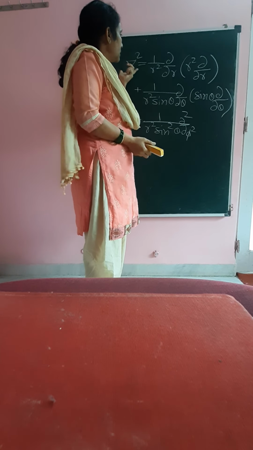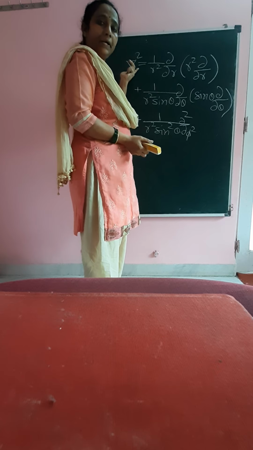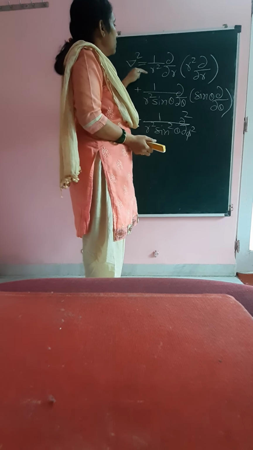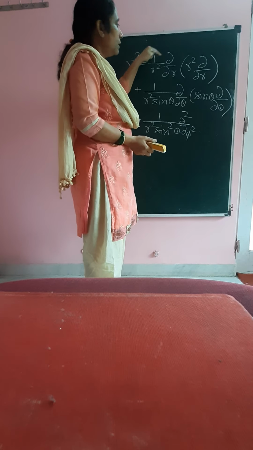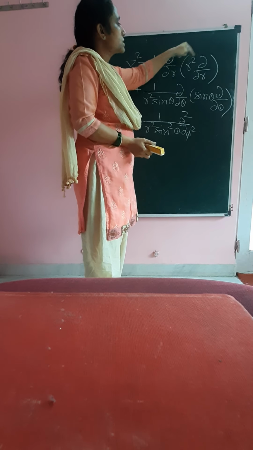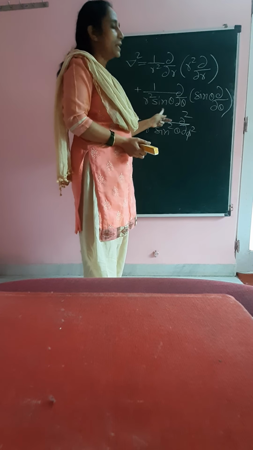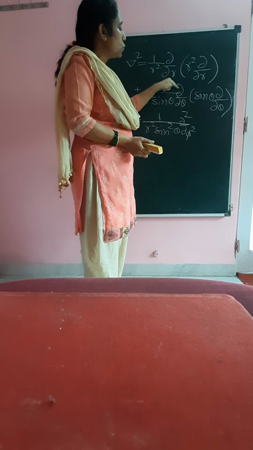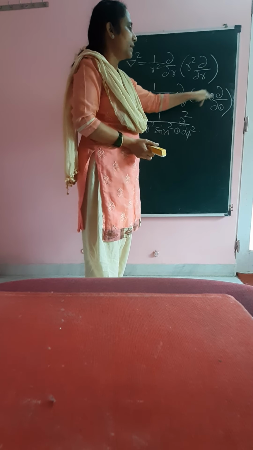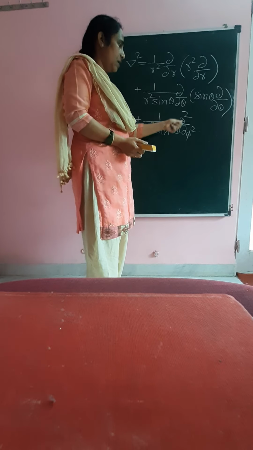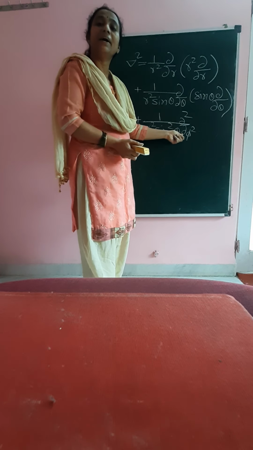See here. This is your del square operator in spherical polar coordinates, that is r, theta and phi. First term is 1 upon r square dou by dou r of r square dou by dou r, plus 1 upon r square sin theta, and then dou by dou theta of sin theta dou by dou theta. Then 1 upon r square sin square theta, and it is dou square by dou phi square.